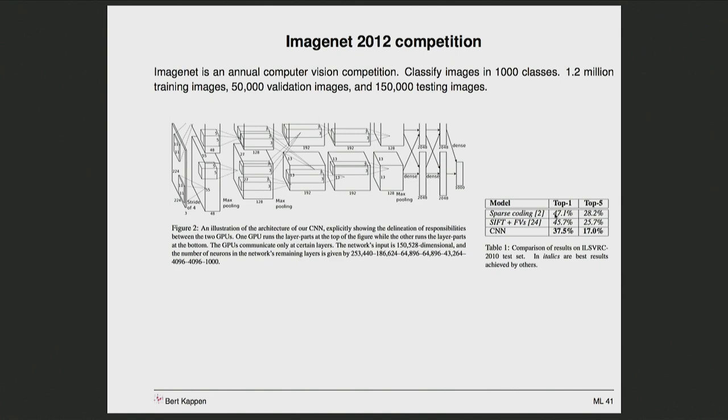The error in getting the top correct used to be in the order of 45-47%, and then suddenly these convolutional neural networks came around and they cut almost 10% of that error down. So that was the big hype that started a lot of this interest in deep learning.